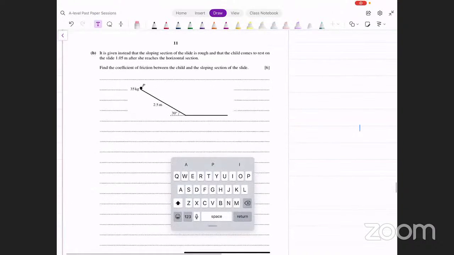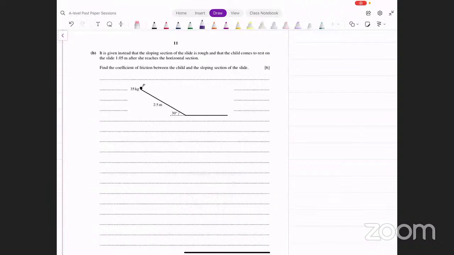Now it says the sloping section is rough. That means there's going to be friction there. And the child comes to rest 1.05 meters after being on the horizontal ground. So let's say she comes to rest here. This distance on the horizontal section is going to be 1.05 meters.